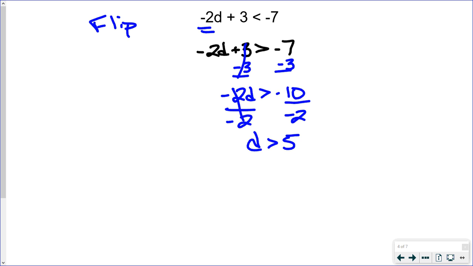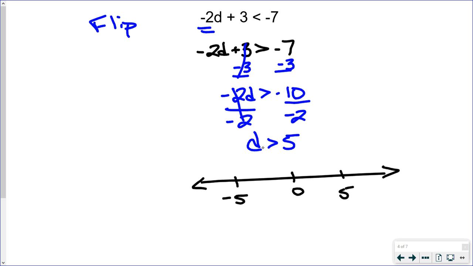And remember, for the graphs of inequalities, 0, 5, negative 5. If the inequality symbol doesn't have a line underneath it, meaning or equal to, then you use an open circle. So an open circle at 5, because my answer was 5. This says D is greater than 5, so that means I shade to the right. So I'm showing all the values that D could be, any value greater than 5. You can also use this as like an arrow pointing which way to shade, but remember that only works if the variable's on this side.